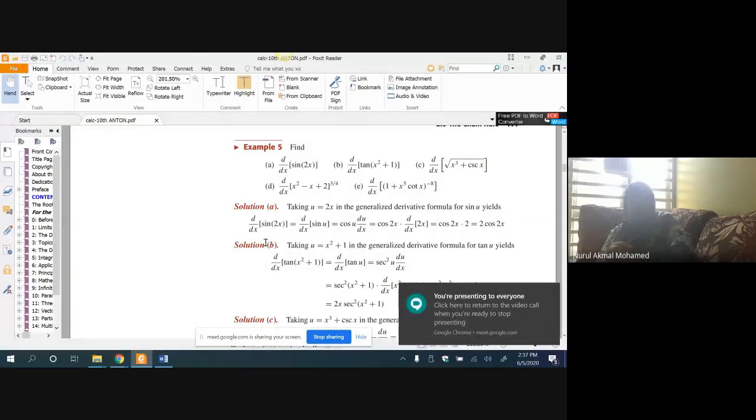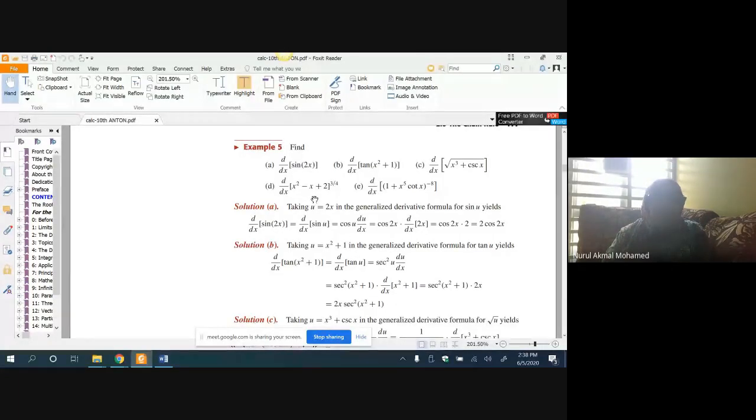Okay, let's go to where we stopped before, which is on page 177. This is the book by Anton. You can refer to your book if you cannot see my screen clearly. Okay, so let's go to example 5.